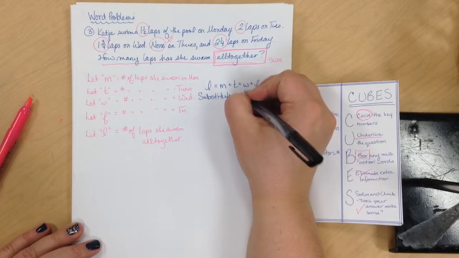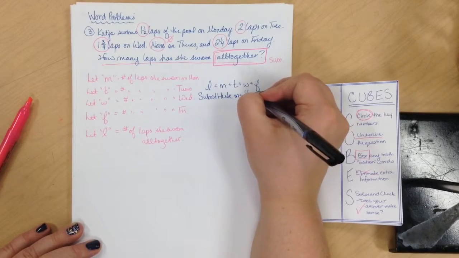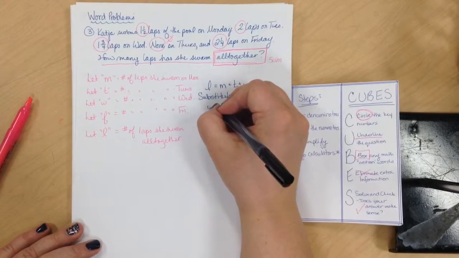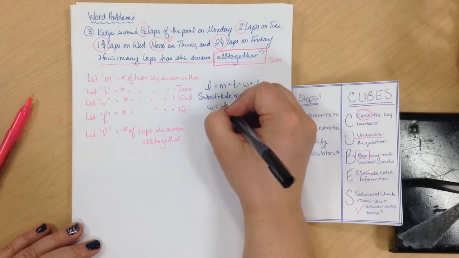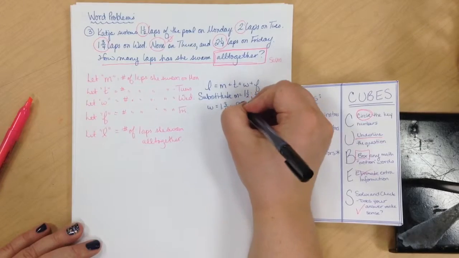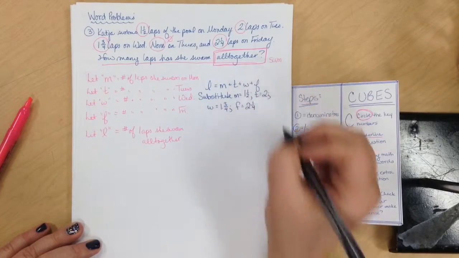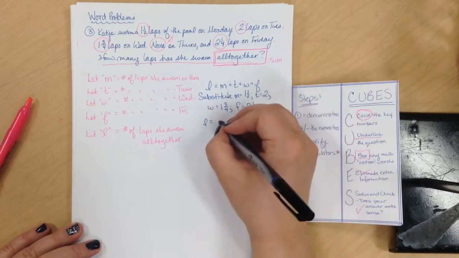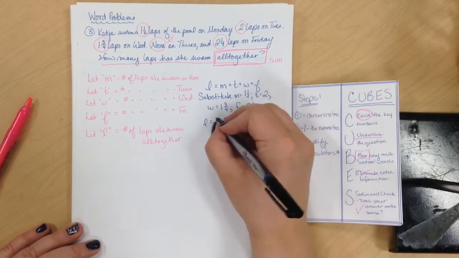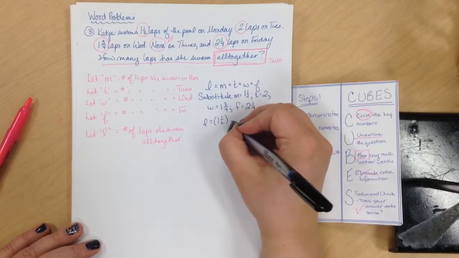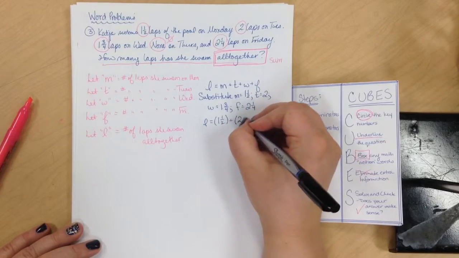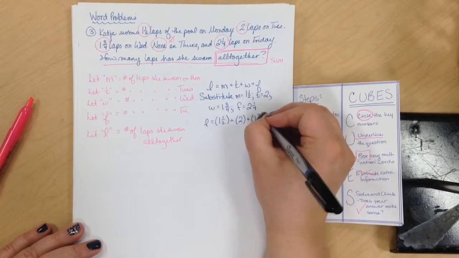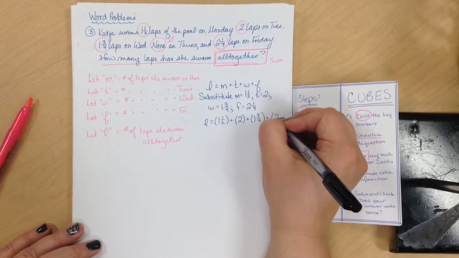M equals 1.5, T equals 2, W equals 1 3/4, and F equals 2 1/4. I'm now going to show filling these substitutions in. So I don't know what L is still, but I know M is 1.5. I know T is 2. I know W is 1 3/4. And I know F is 2 1/4.